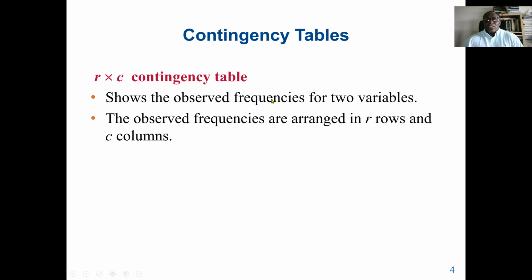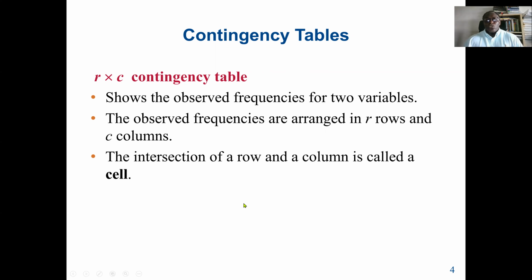As in previous lectures where we went through the chi-square distribution test, remember, the observed frequency is the values that were given to us. Then we have to find the expected frequency. It's the same concept here, but here we are going to use the contingency table to find the expected frequency. The contingency table always shows the observed frequencies for the two variables, arranged in rows and columns, and the intersection of a row and a column is called a cell.